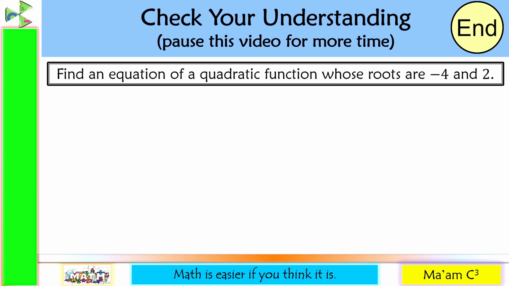Let us answer. Find an equation of a quadratic function whose roots are negative 4 and positive 2. So we have our roots x equals negative 4 and x is equal to 2. Equating this to 0, this will become x plus 4 equals 0, and this one is x minus 2 equals 0. Working backwards, these are now our factors.